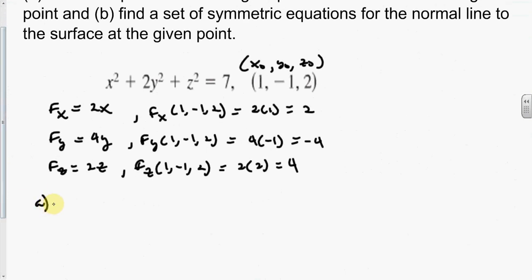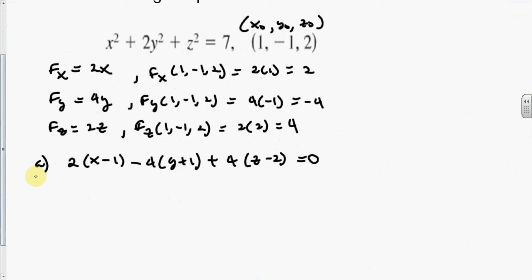So for part A, that equation, remember, it's the partial derivative times the point, which is x minus 1. Then this is plus, but this is -4, so just put the -4 there, times y minus a -1, that's y plus 1, and then plus this 4 for the partial of f with respect to z, times z minus 2, that's equal to 0. And we simplify that to find the equation of a plane. This is 2x minus 2 minus 4y minus 4 plus 4z minus 8 is equal to 0.